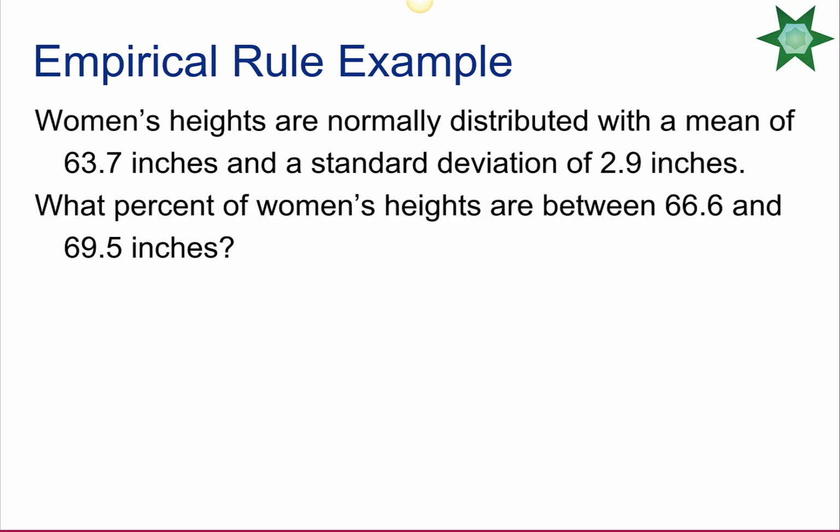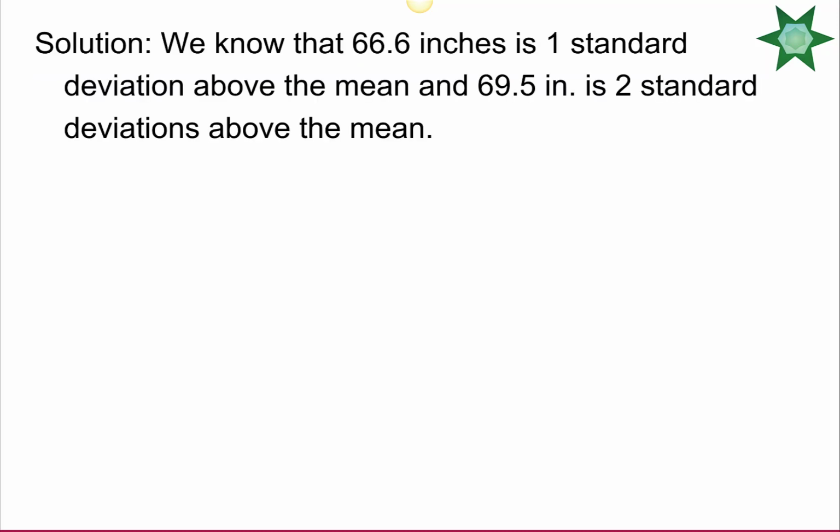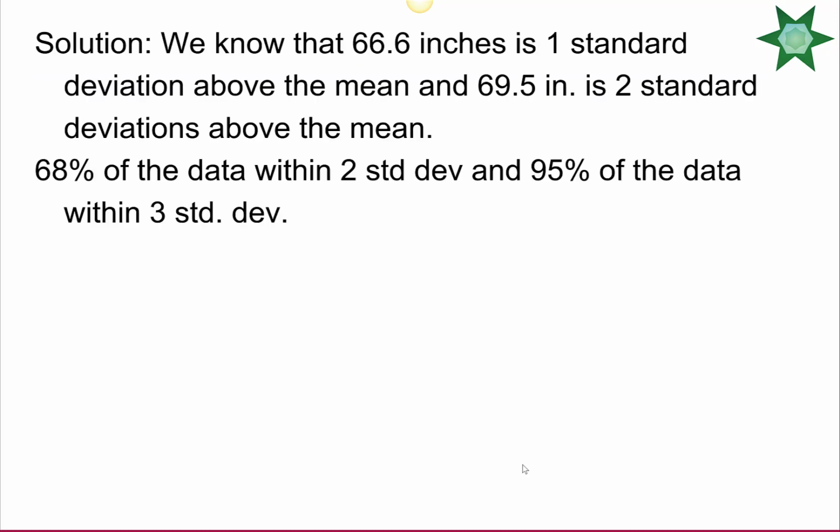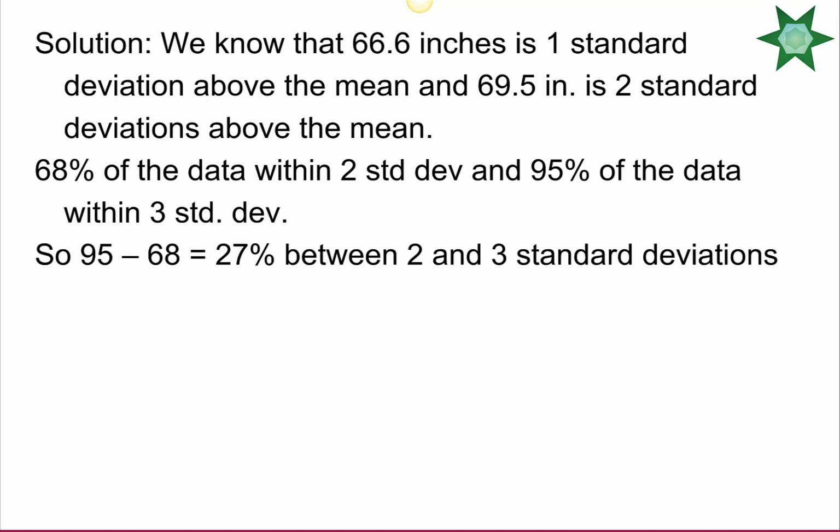What percent of women's heights are between 66.6 and 69.5? All right, so we know that 66.6 is 1 standard deviation above the mean, and 69.5 is 2 standard deviations above the mean from the prior problems. Now we know, if we look at the picture, 68% of the data will be between 2 standard deviations, and 95% will be between 3 standard deviations.